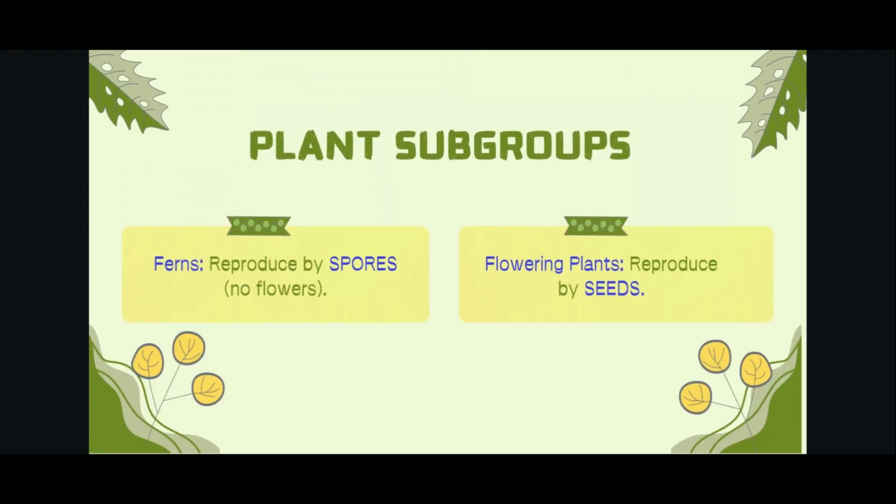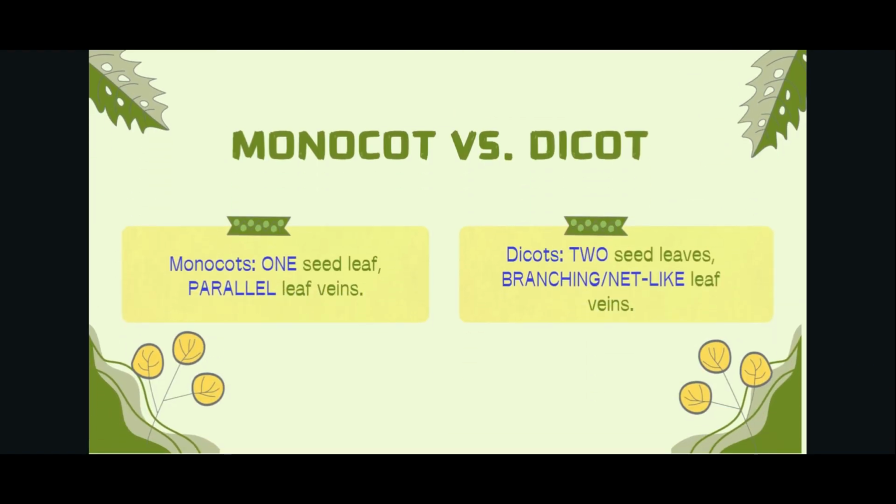Within plants, the main difference is the reproduction. Ferns reproduce using spores. Flowering plants reproduce using seeds produced inside the flower. Flowering plants are split into monocots and dicots. Monocots have parallel leaf veins and one seed leaf. Dicots have branching or net-like veins and two seed leaves.